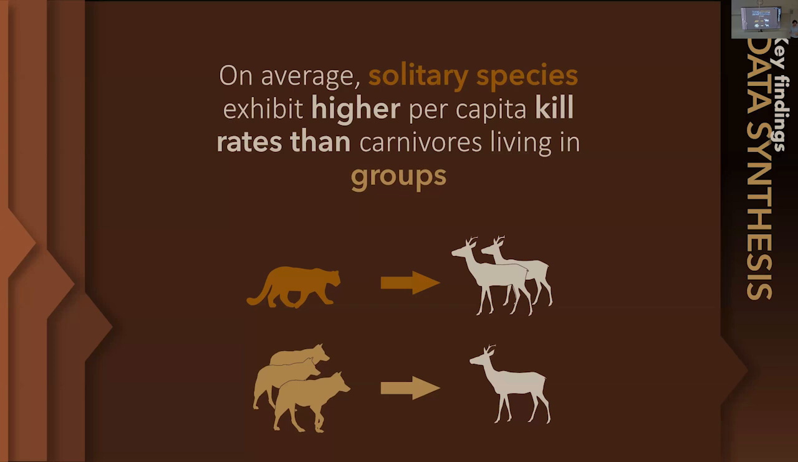So I'm just going to run through quickly some of the key findings from our synthesis of kill rates. We found that on average, solitary species exhibited higher per capita kill rates than group living carnivores. And this is most likely explained by a couple of things. One, group living carnivores can target larger prey, so they can reduce the frequency with which they have to kill. They can also better defend their kills from scavengers, and therefore utilise more of their prey. So as you can see, high risk, high reward, and we'll compare that to a different hunting strategy in a moment.